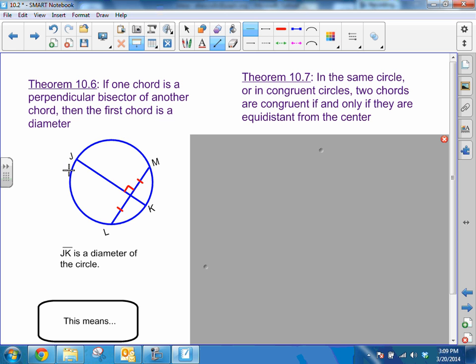Now, I have a question. Could I do this and still use this theorem? It would still be perpendicular. Can I use this theorem? Why not? How do we know it's not going to bisect it? If I have no numbers, nothing on there, how do I know that it's not going to be bisected?